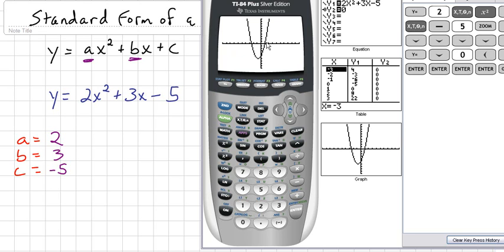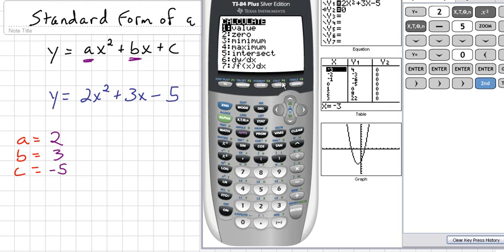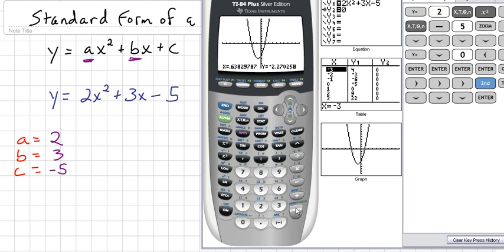To use my intersect function to find where it crosses the x-axis, I hit my trace button to bring up my bug, and I move it a little closer to the intersection. I do second calc, and down in option number 5 is my intersect key, so I hit enter. It asks me if this is the first curve, which is my parabola. Yes, so I hit enter.